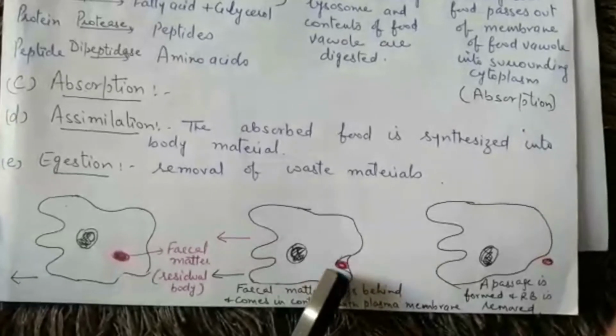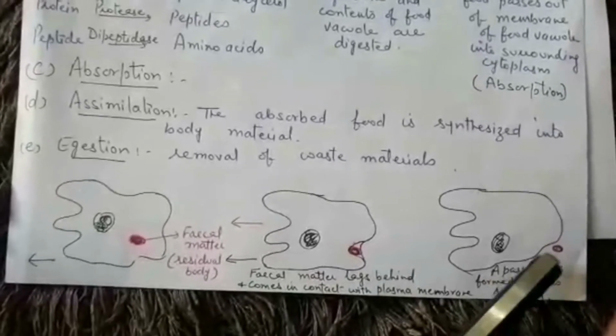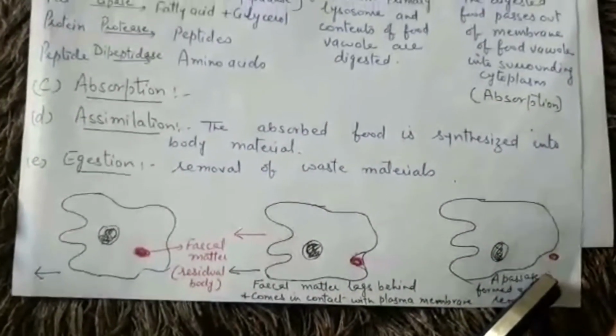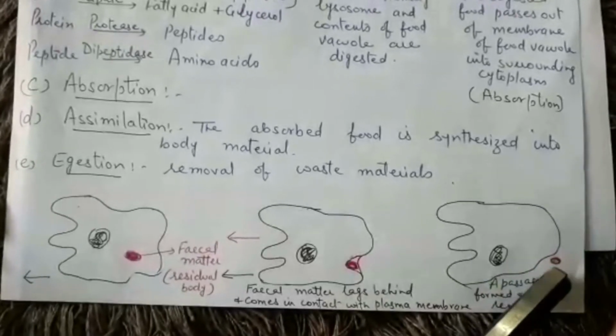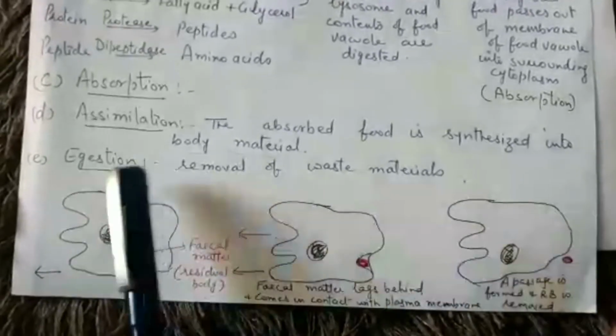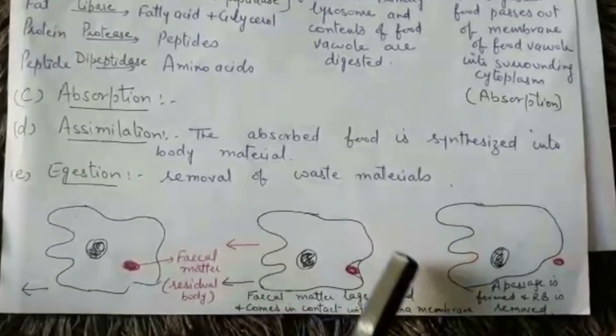Membrane of the residual body will fuse with the plasma membrane. So a passage will be formed through which waste materials are thrown out. So surrounding cytoplasm will contract here and waste material will be thrown out. So this is the act of egestion, removal of waste materials. So this is all about nutrition.